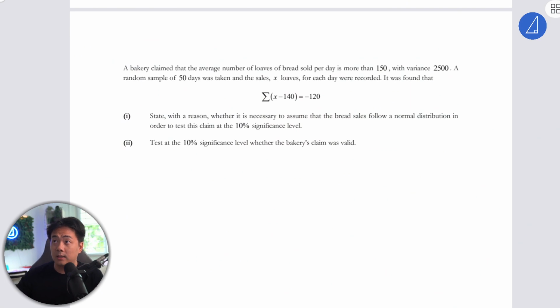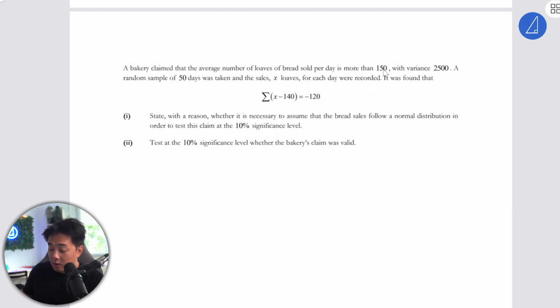Excellent. So let's look at this question, which is on hypothesis testing. A bakery claimed that the average number of loaves of bread sold per day is 150 with variance of 2,500. A random sample of 50 days was taken, and the sales X loaves for each day were recorded. It was found that the sum of (X minus 400) is negative 120. State with a reason whether it is necessary to assume that the bread sales follow a normal distribution in order to test the claim at 10% level of significance.